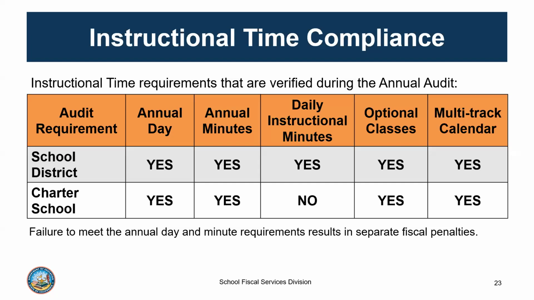The penalties for not meeting the instructional time requirements are different for school districts and charter schools. As a reminder, the school district annual day penalties in EC sections 41420 and 46208 are calculated separately from the school district annual minute penalties in EC section 46207B. A charter school's total apportionment is proportionately reduced for each school day less than 175.